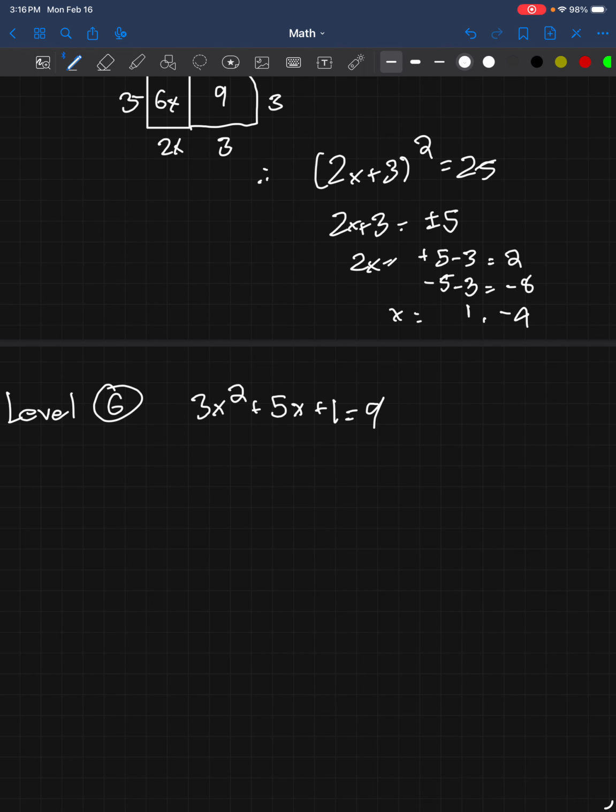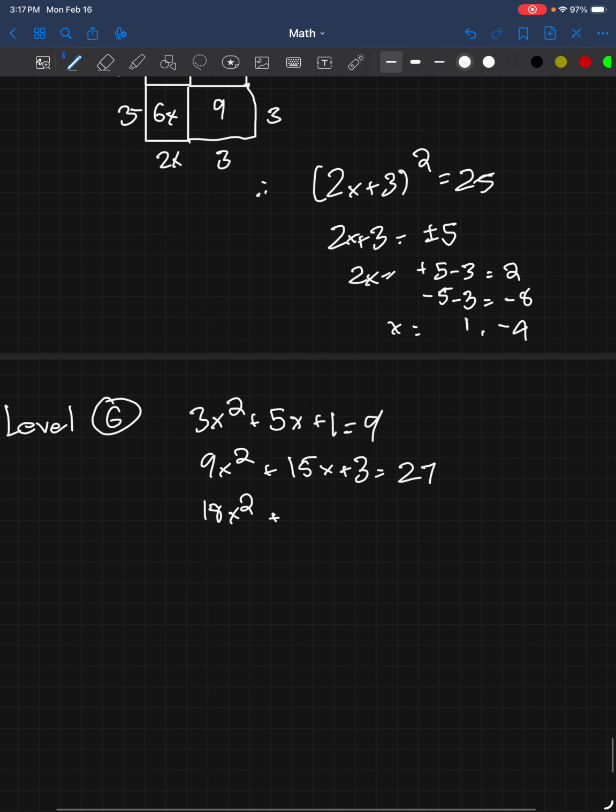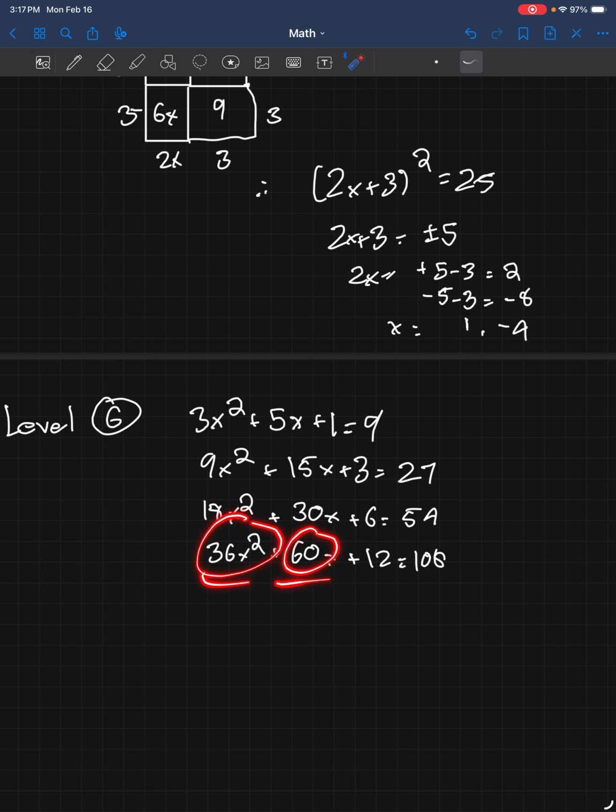So first, let's just see what we can do. We have 9x squared plus 15x plus 3 equals 27. So we don't like that. We can multiply this by 2 again. We get 18x squared plus 30x plus 6 equals 54. But now we have this as a problem. So we multiply by 2 again. 36x squared plus 60x plus 12 equals 108. Now everything is good. We have 36x squared being a perfect square, 60 being even.